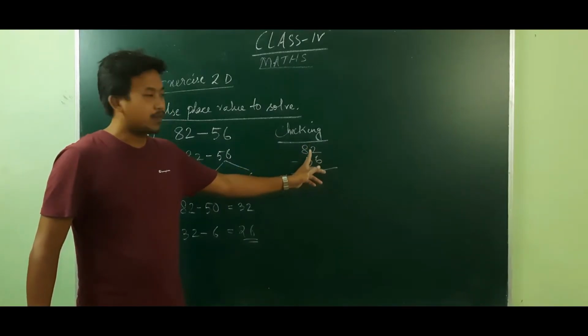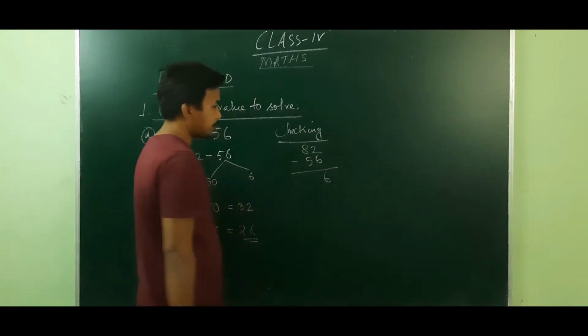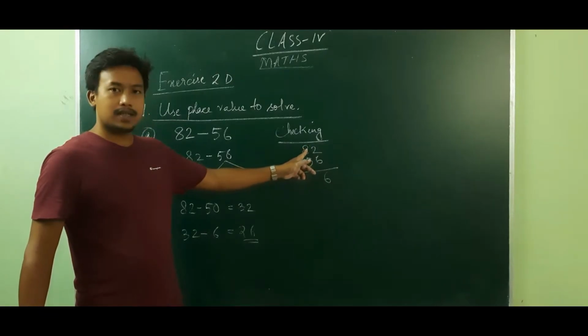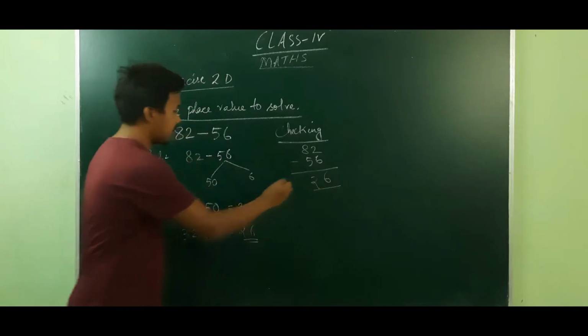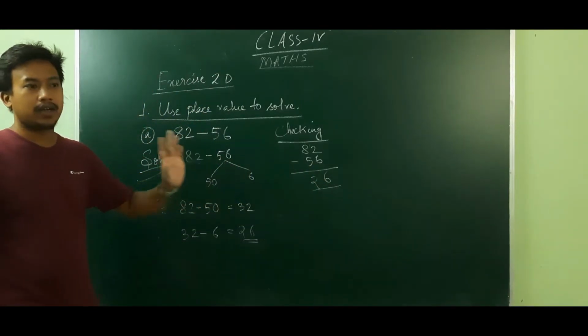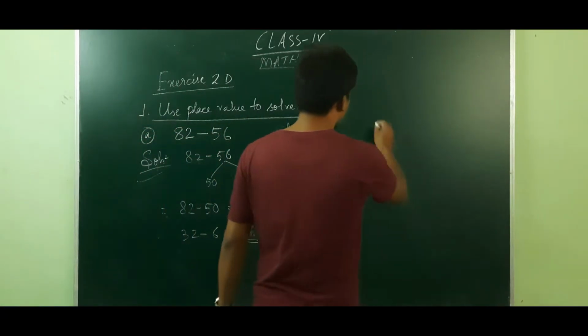That becomes 12. Now this 12 minus 6 is 6. As I have borrowed 1 from this 8, here remains 7. Now 7 minus 5 is 2. So 26. Let me see here 26, here 26. That means what? Your answer is correct. Okay.